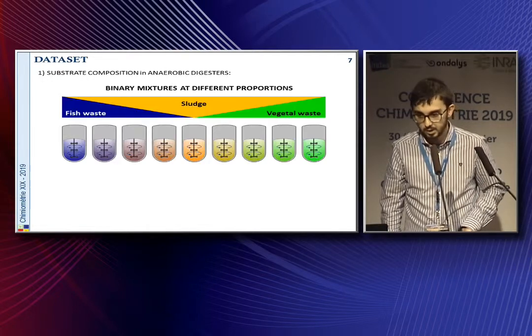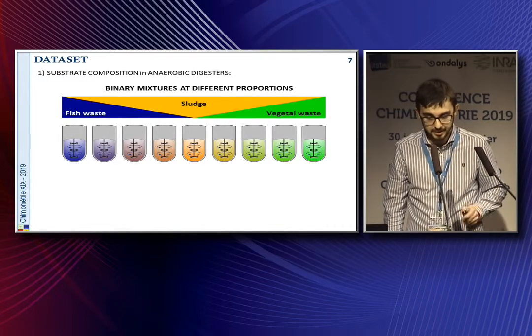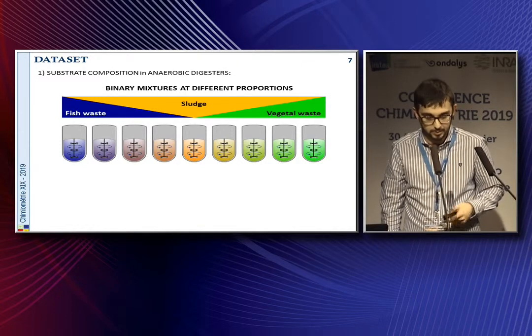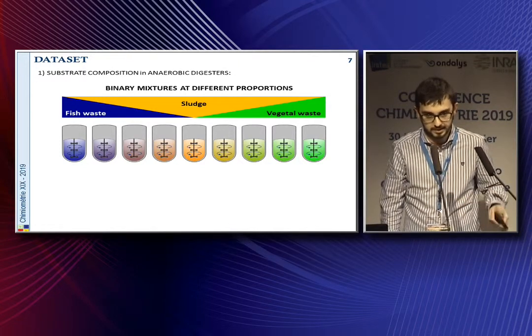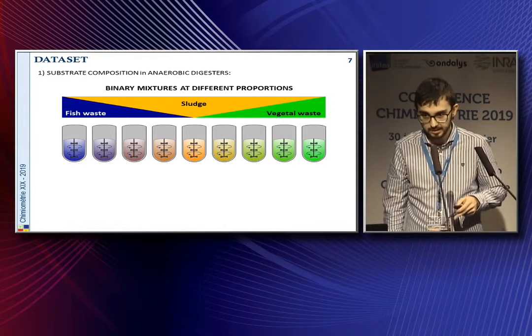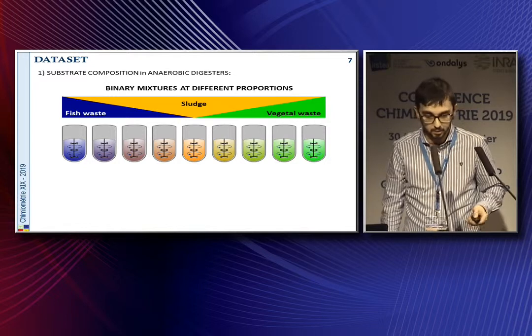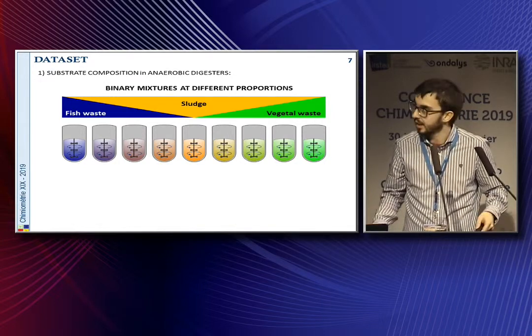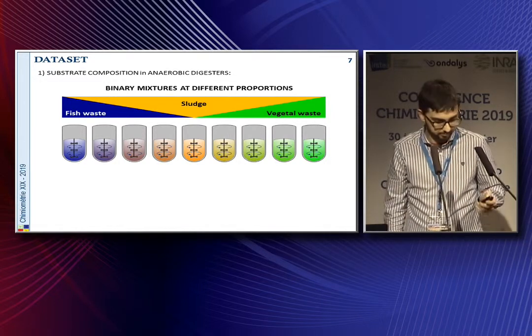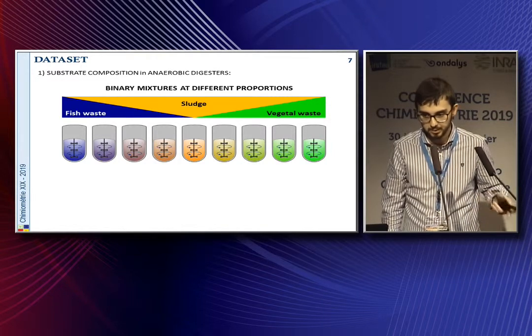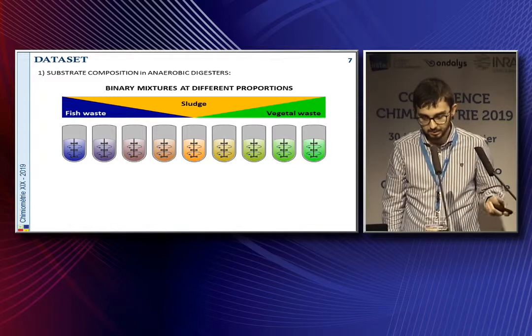To do this, we used 9 anaerobic digesters, and we put some bacteria, some microbes, in these digesters, and then we fed the bacteria with sludge combined with a co-substrate, either fish waste or vegetal waste. And these two co-substrates are rich in organic matter. Also, these binary mixtures were prepared at different proportions of these substrates.